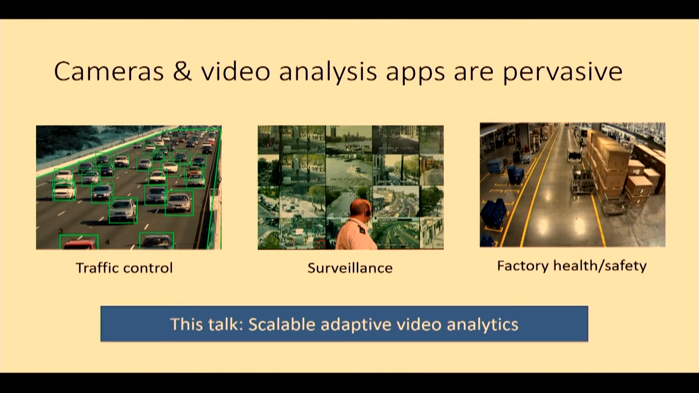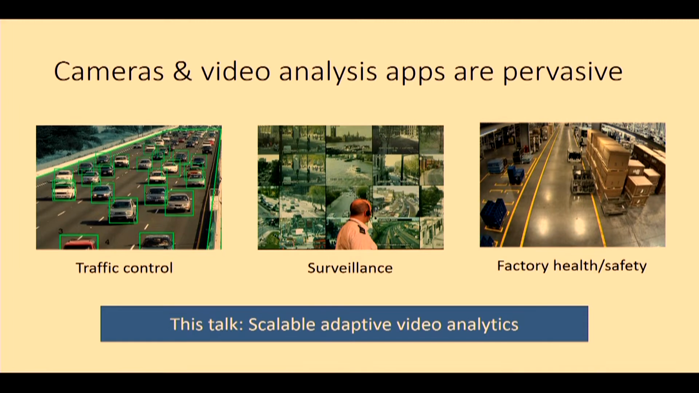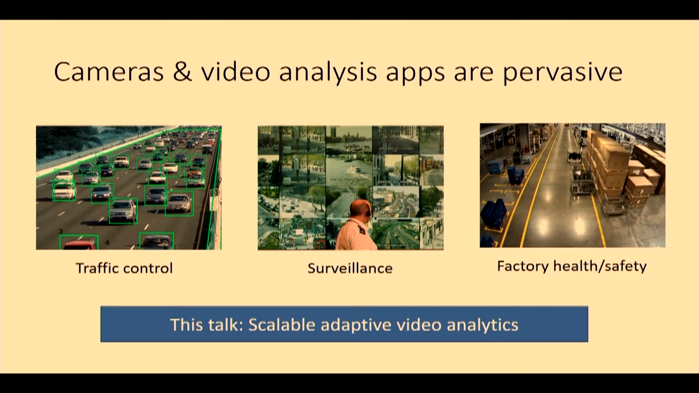Okay, so cameras and video analysis applications are pervasive. We know that. We saw that in the last talk. They're used in things like traffic control. In surveillance, the CCTV cameras in some cities are just amazing at what they're able to do in fighting crime or finding culprits. They're also used in factory floors to make sure health and safety compliance is adhered to. So this talk really is about these kinds of video analytics applications.